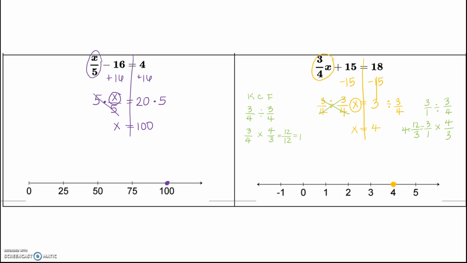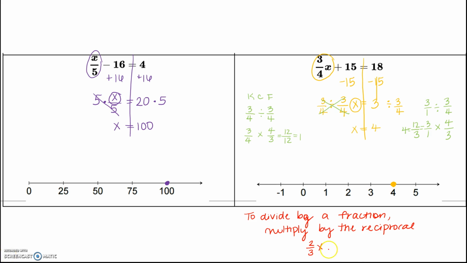Okay? So basically what it comes down to is if you have to divide by a fraction, you multiply by the reciprocal. The reciprocal is the flipped version. So if it's, I don't know, 2/3 x, and you want to do 6 divided by 2/3, you're going to change it to 6 times 3/2. I'd get 3 times 6 is 18 over 2 is 9. So each time you multiply by the reciprocal, okay?